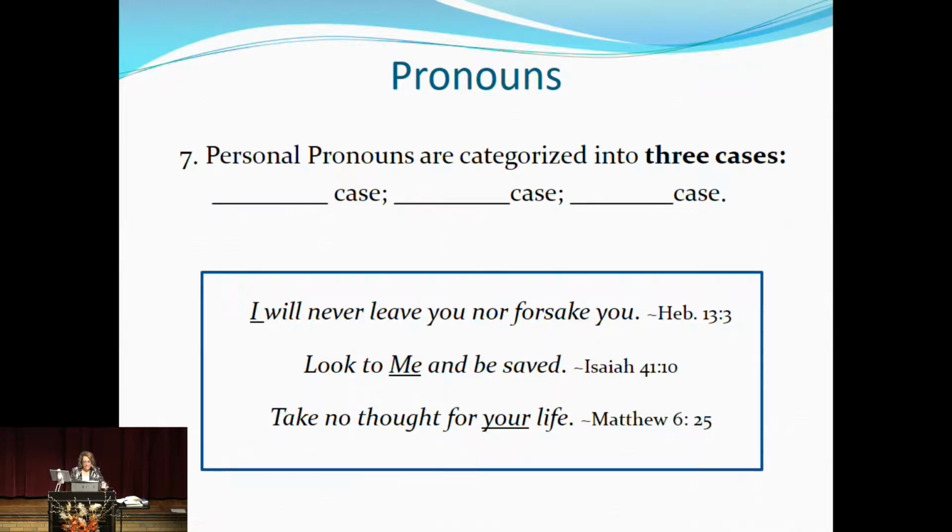But on the other hand, you's going to stand for everyone. So in a minute, we're going to look at that. So look at the verse from Hebrews 13:3. I will never leave you nor forsake you. Identify the pronoun I. What case is that in?